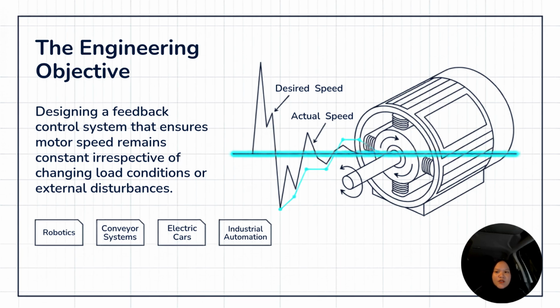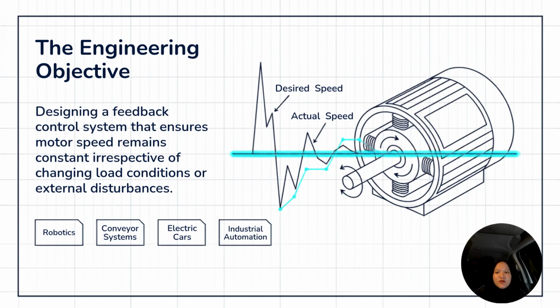So this is our objective. The main goal is to design a feedback control system that keeps the motor speed constant even when the load changes or when there are external disturbances. As you can see, the desired speed is the target we want the motor to maintain, while the actual speed may fluctuate because of disturbance. The feedback system works to reduce this difference and bring the actual speed back close to the desired speed.